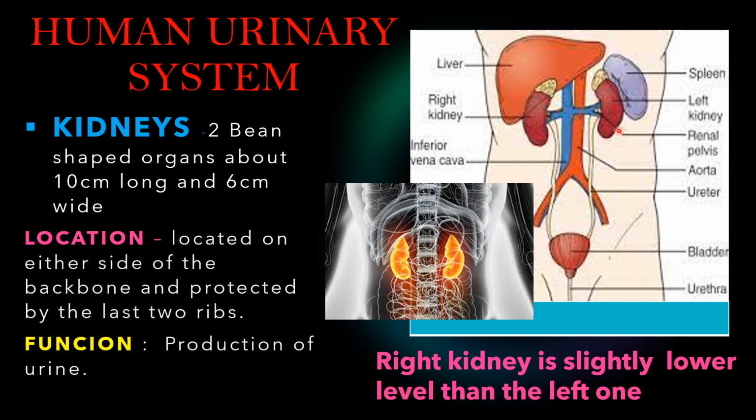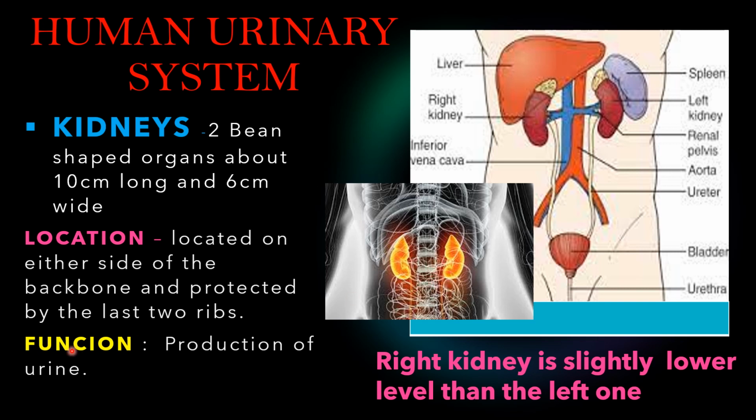How many kidneys can we see? 2 bean-shaped organs. 2 bean-shaped kidneys, about 10 centimeter long and 6 centimeter wide. Can you say where they are located? Yes, you can see in this picture, they are located on either side of the backbone. This is the backbone. They are located on either side of the backbone and protected by what? Protected by the last 2 ribs. Yes, clearly you can see here, right?